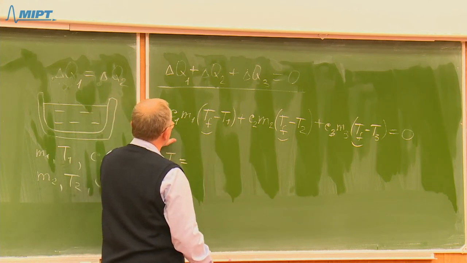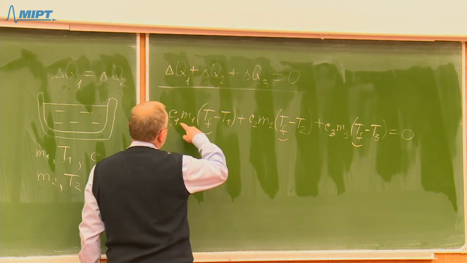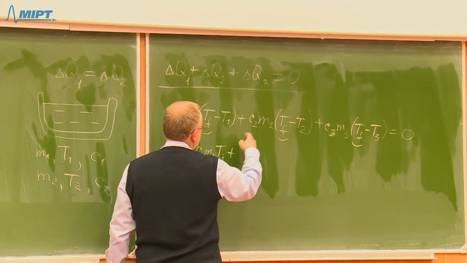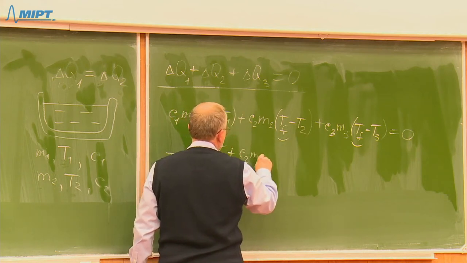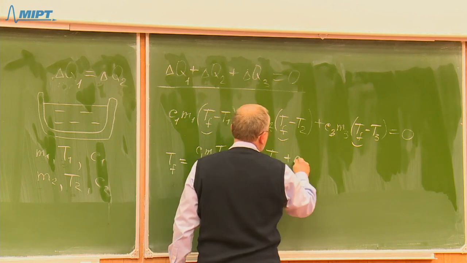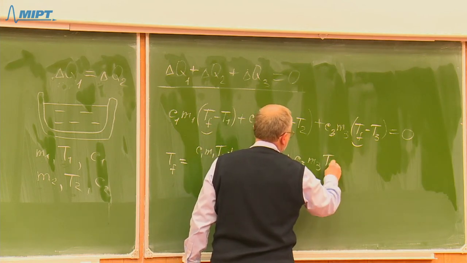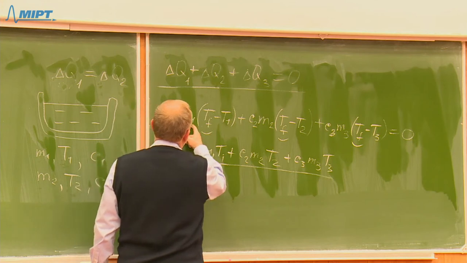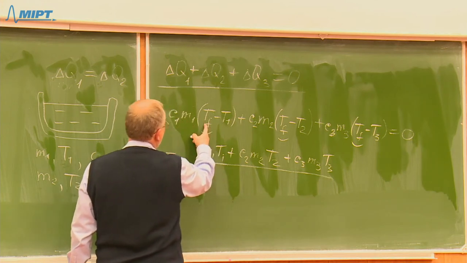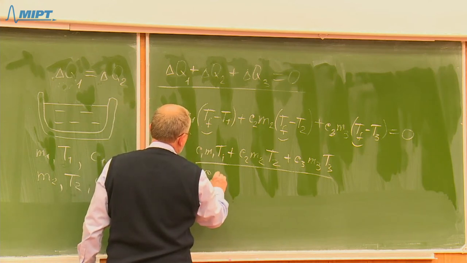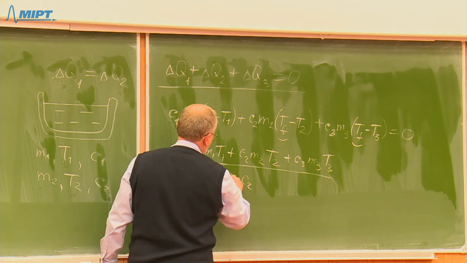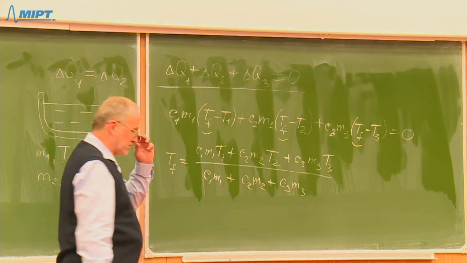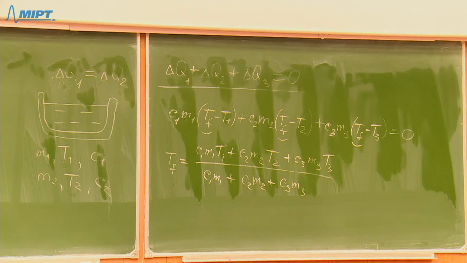And from this equation, we immediately find the final temperature. It will be C1 M1 T1, because I will transfer this term to another side of the equation. That will be C1 M1 T1 plus, with this plus sign, C2 M2 T2 plus C3 M3 T3, and divided by the sum of the coefficients which are found as coefficients at the final temperature. That is C1 M1 plus C2 M2 plus C3 M3. That is the same formula, actually, that we obtained last time.